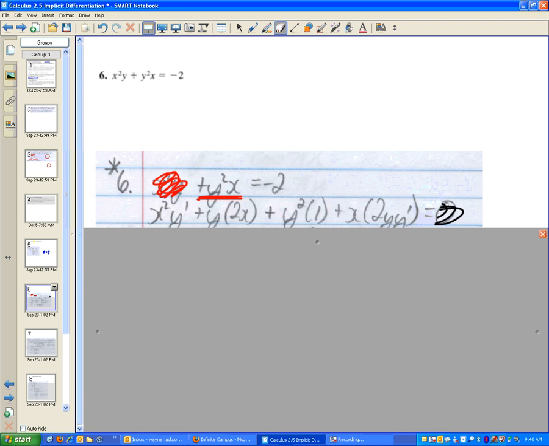And what do we get on the other side? The red goes with the red, the blue goes with the blue. The green goes with the green. Alex?